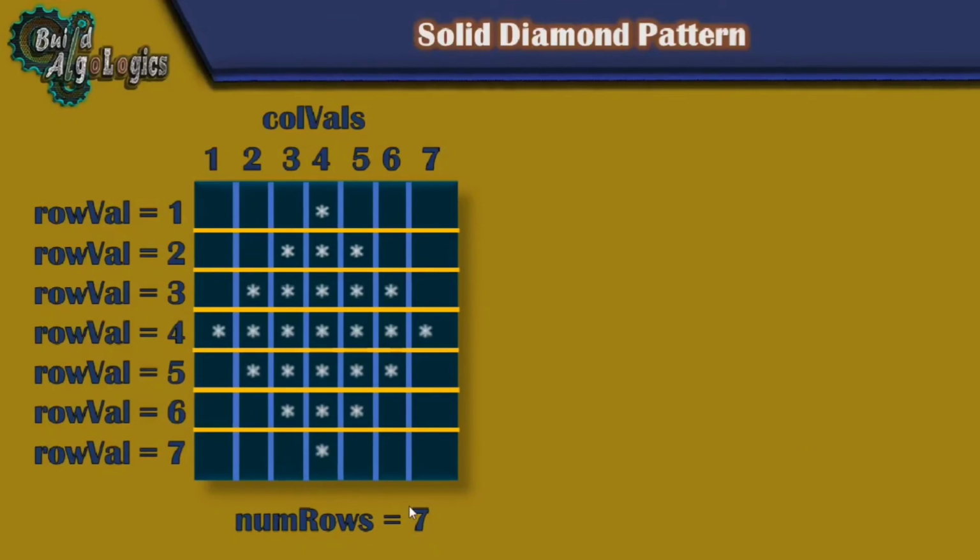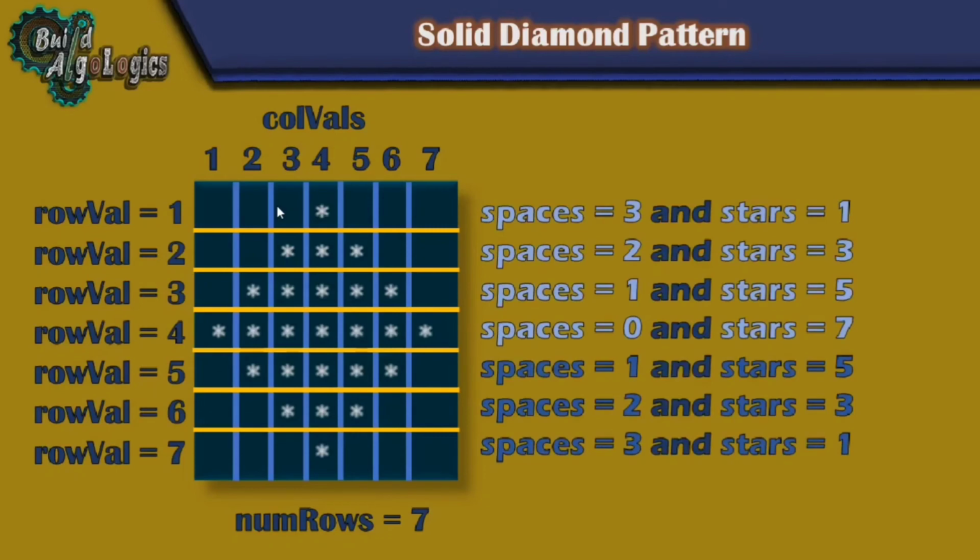Here for the second solution we'll use number of rows as 7. As you are now well aware of this pattern, I'm not going to explain each part in much detail, but I'll definitely let you know if any new concepts arise. So as we can see, for the first row the number of spaces is 3 and the number of stars is 1, and for the second row the number of spaces is 2 and the number of stars is 3.